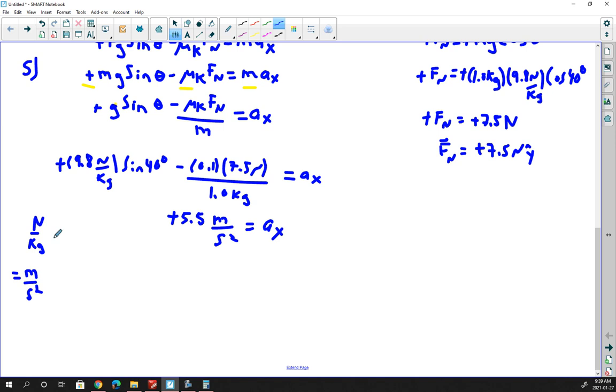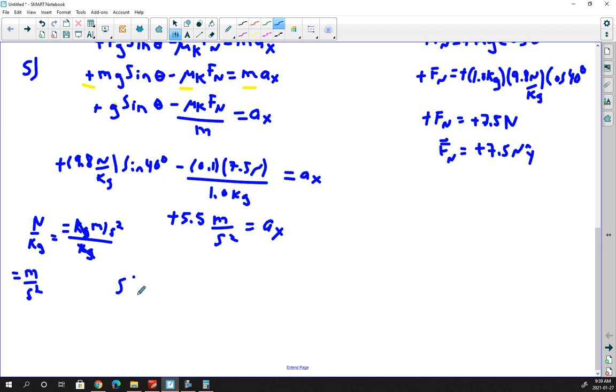You have to remember a Newton. F net is equal to M, which is measured in kilograms, times A, meters per second squared. You still have a kilogram from the denominator. It cancels out. You're left with meters per second squared. So that's okay.